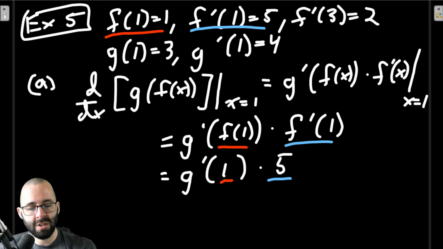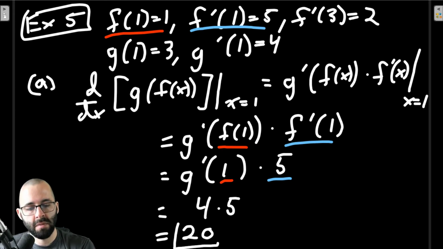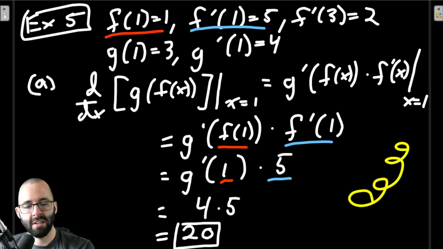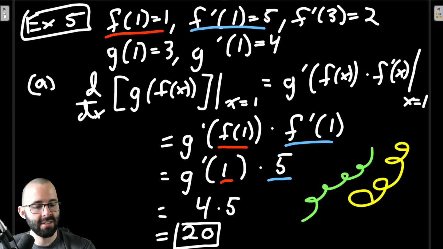And then finally, what is g prime of 1? G prime of 1 is 4. So we're left with 4 times 5. I know that. The answer is 20. And there we go. And I'm going to do a little scribbling over here. Now we have all the colors in the same one. Now let's do another one. Okay.